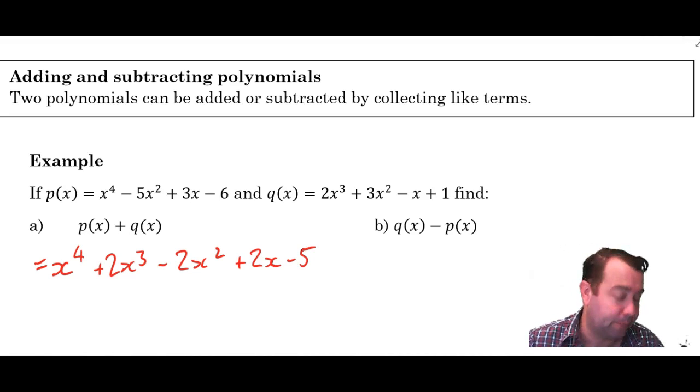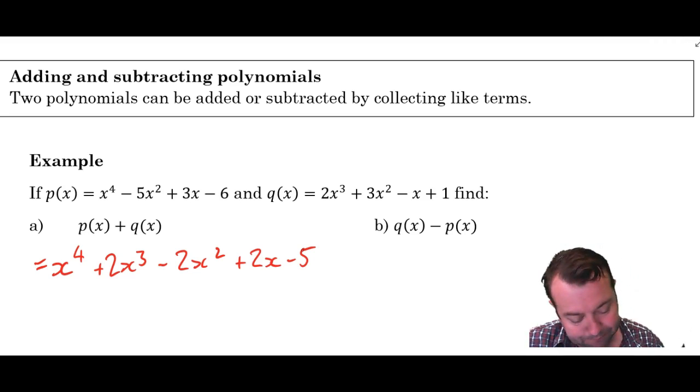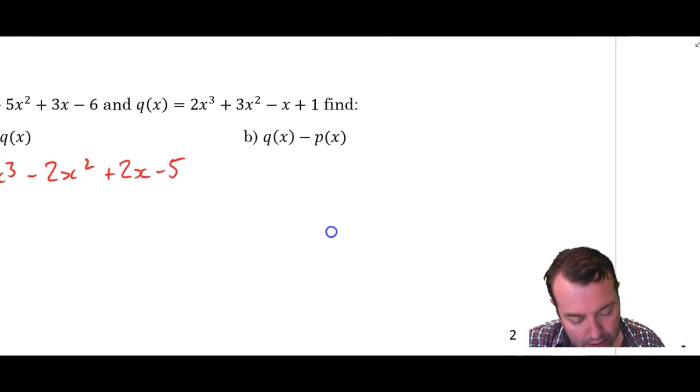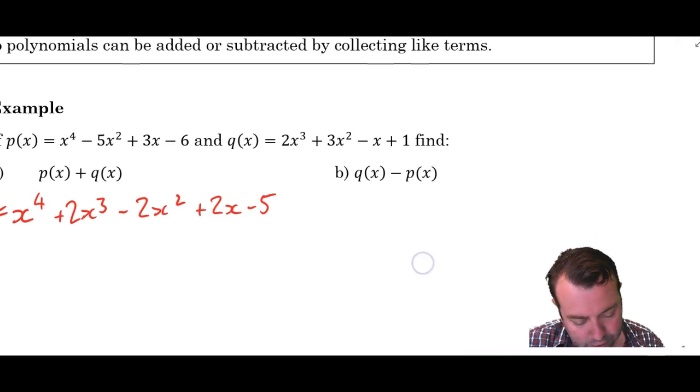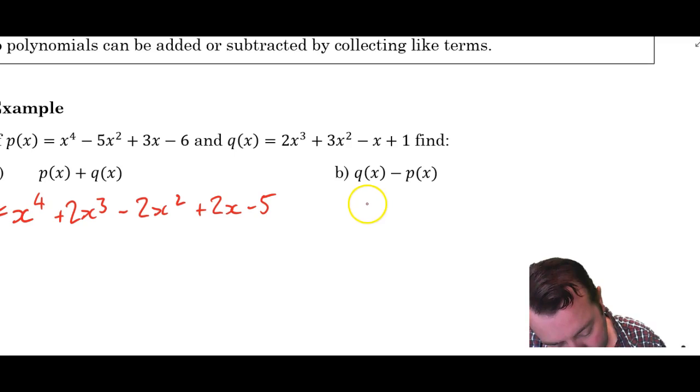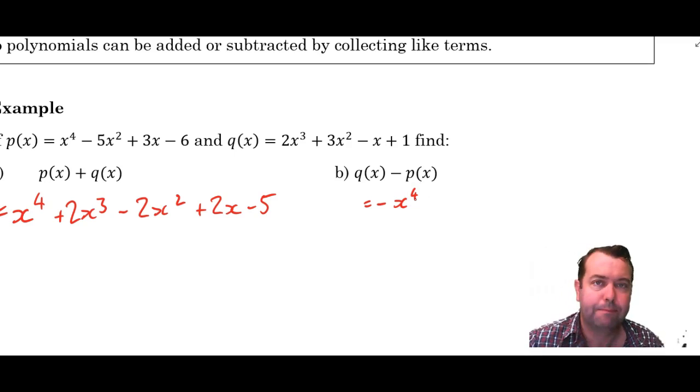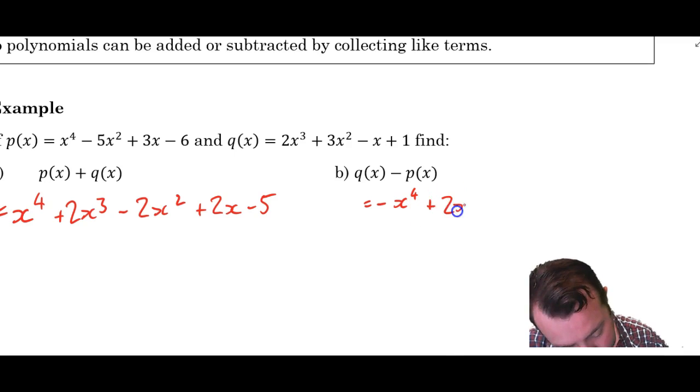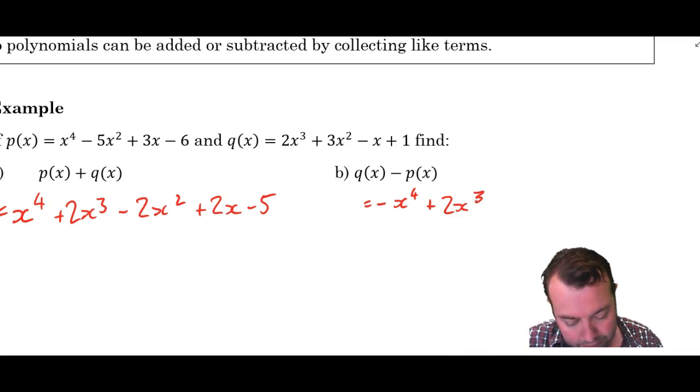Now, if I do q minus p, that's all the terms in q, and subtract all the terms in p. I'm just going to drag this over here a little bit, so I can see what's going on. So q of x first, minus p of x. I'm going to subtract x to the power of 4. There's nothing to take that away from in q of x, so I'm going to start off with negative x to the power of 4. Okay. Then I have plus 2x cubed. Remember, we're subtracting p of x.